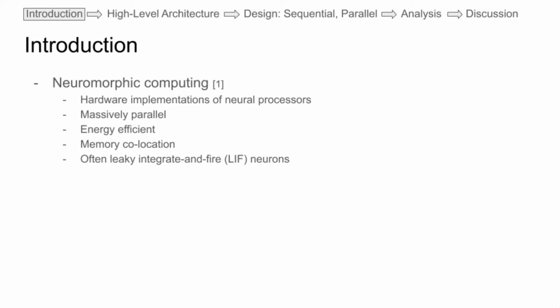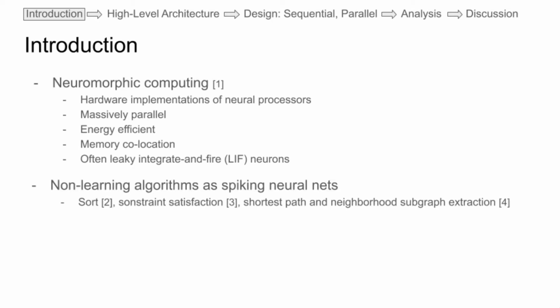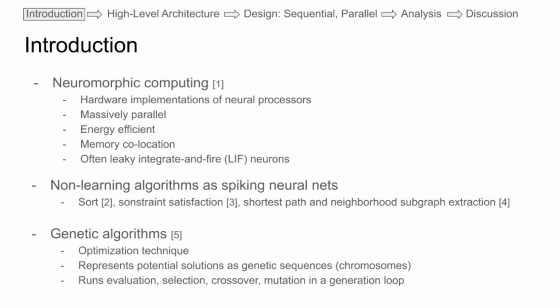And because of this, people started trying to implement non-learning conventional algorithms as spiking neural networks so that they can be run on neuromorphic hardware. So this has been done for sorting, for constraint satisfaction, shortest path, and neighborhood subgraph extraction, among others. And we are here trying to implement a genetic algorithm as a spiking neural network, so it can potentially be run on neuromorphic hardware. Genetic algorithms are an optimization technique that represent potential solutions as genetic sequences called chromosomes.